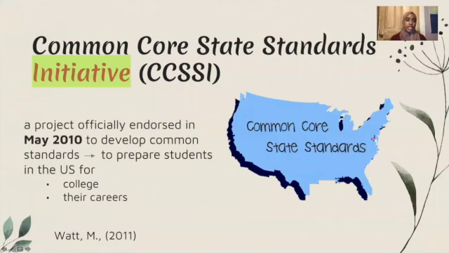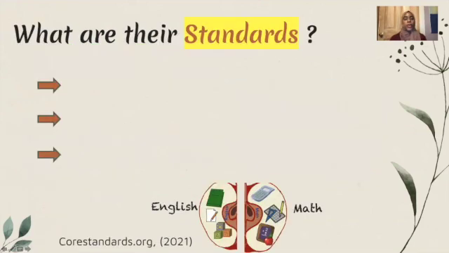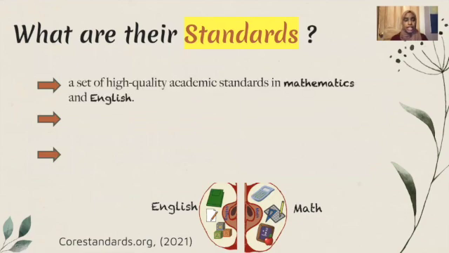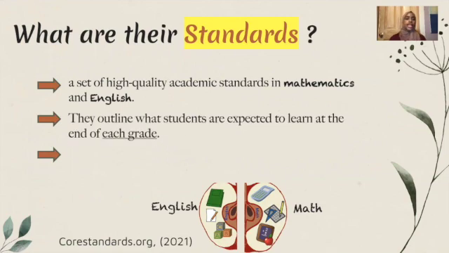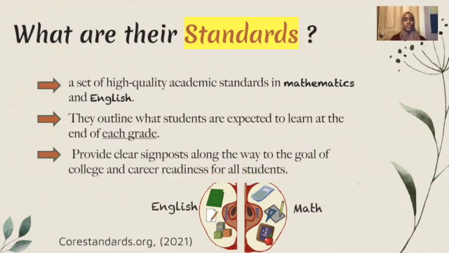So it's basically a project that was officially endorsed in May 2010 to develop common state standards to prepare students in the US for college and for their careers. Those are the two main areas that the initiative covered. Now, what are the standards themselves? They're a set of high quality academic standards in mathematics and English, as we can see in the picture here. They outline what students are expected to learn at the end of each grade, and they provide clear signposts along the way for students to follow.